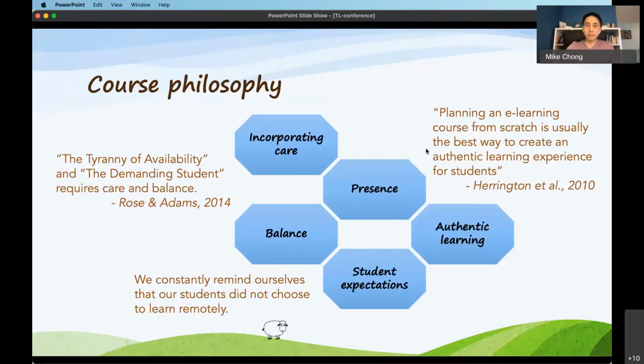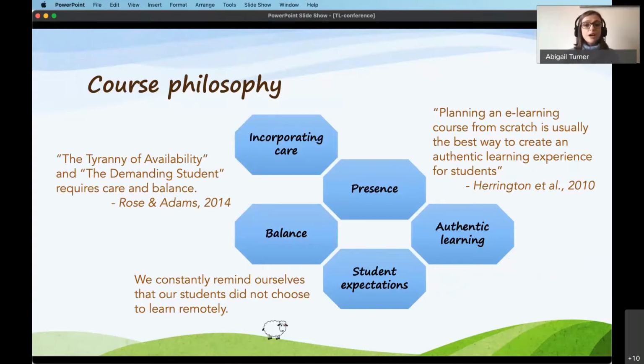All right, so I'll talk a little bit about our course philosophy now. Some of our course philosophy was we wanted to try to incorporate care, we wanted to show our presence, we incorporated balance, student expectations, and authentic learning. I'll just go into some of these and talk a little more in detail about what I mean.